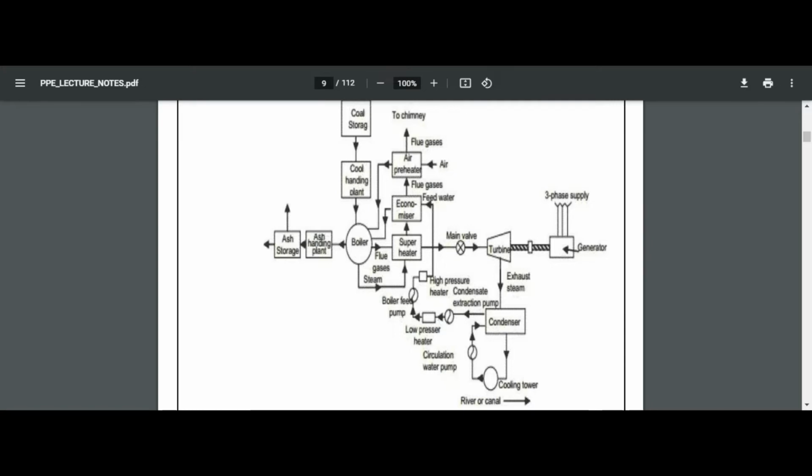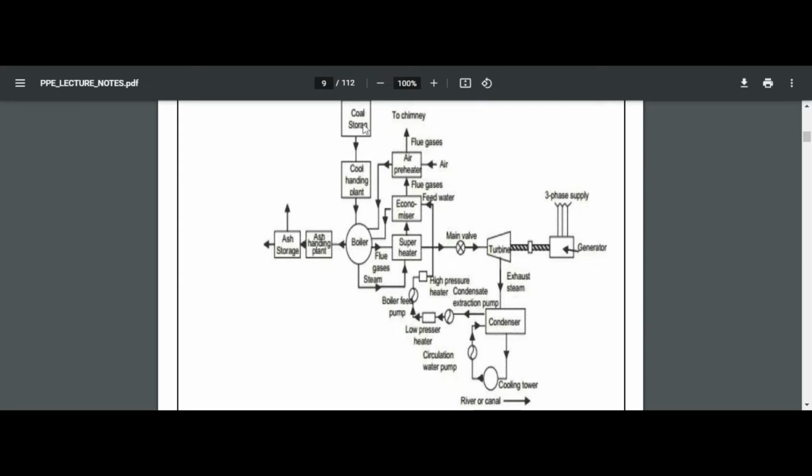The low pressure heater heats the water that is coming out from the condenser, and the hot water from the low pressure heater is then sent to high pressure heater, and in high pressure heater again the water is heated and sent to economizer. Now economizer will heat the water in the economizer tube and send it to boiler. Now the boiler receives hot water from the economizer.